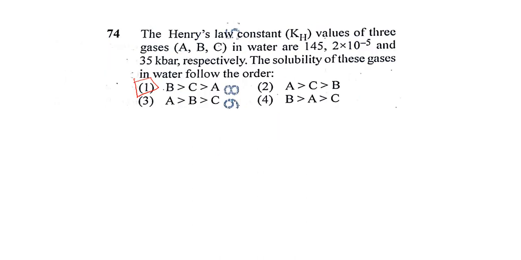Next question. Henry's law constant values of three gases are given. A is 145, whereas B is 2 into 10 power minus 5, and C is 35 kilobar. Carefully observe how Henry's law constant and solubility are related. They are inversely proportional. So which one is the smallest? That has greater solubility. That means B has greater solubility than C than A. The first option is the right option for this one.